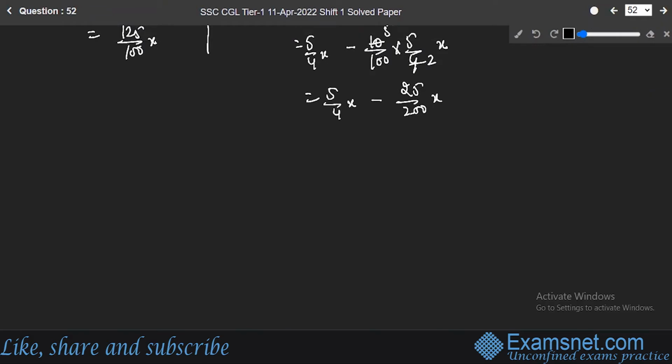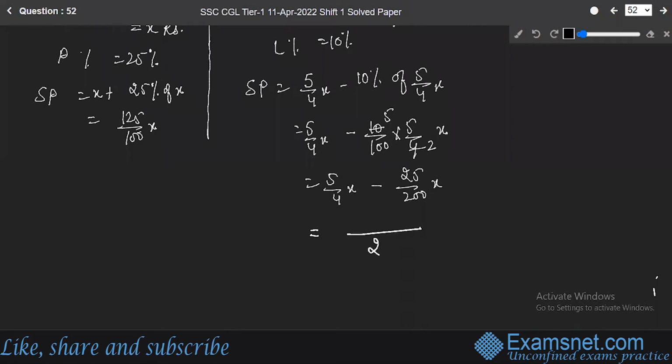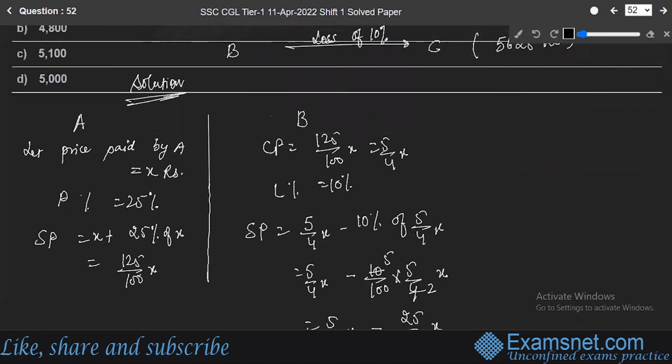This gives you, I'll take the LCM as 200. So here will be 250X minus 25X, which is equal to 225 upon 200X. Correct? So this is the selling price. Now, according to this, the selling price of B will be the cost price of C. So the cost price for C was 225 upon 200x, or if I solve this, this will be 45 upon 40x.